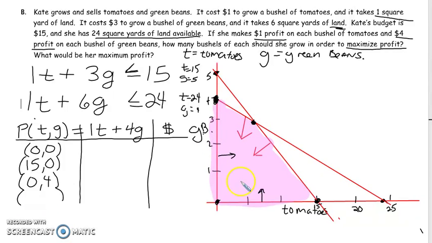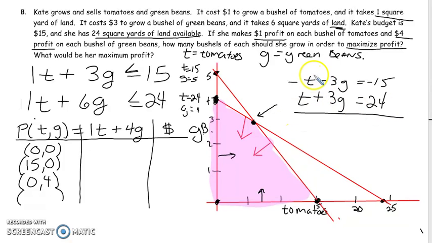So what I'm going to do is figure out what this point is. Now, to figure out this point, you're like, it looks like 1 1/2 tomatoes, 1 1/4 tomatoes, and 3 green beans. I don't know what that point is. It looks like 1 1/4, but I can't guarantee it. So I'm going to find out where these 2 lines cross. Well, that's these 2 lines, so I'm going to do an elimination problem right up here. I'm going to take this top one times -1, so negative t minus 3g equals negative 15. And the bottom one I'm just going to rewrite. Equals 24. And let's see what the math says.